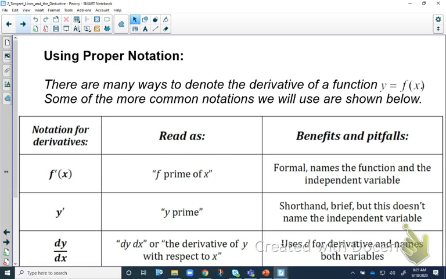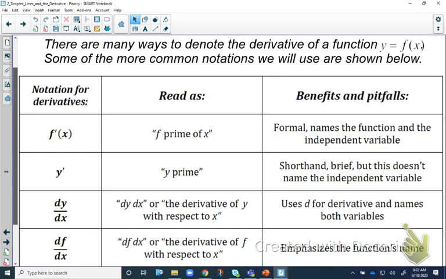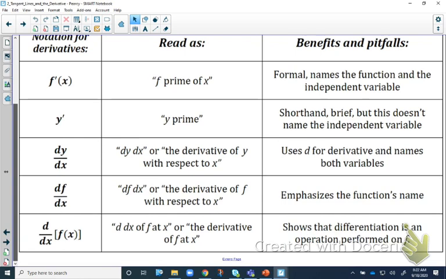Here, what you're seeing on this section of your notes is different ways that we use for notating a derivative in calculus. The most common one probably is the one at the top where we say f prime of x. Depending on what we're looking at, maybe we might use y instead of f of x, so the derivative of the function would be indicated as y prime.